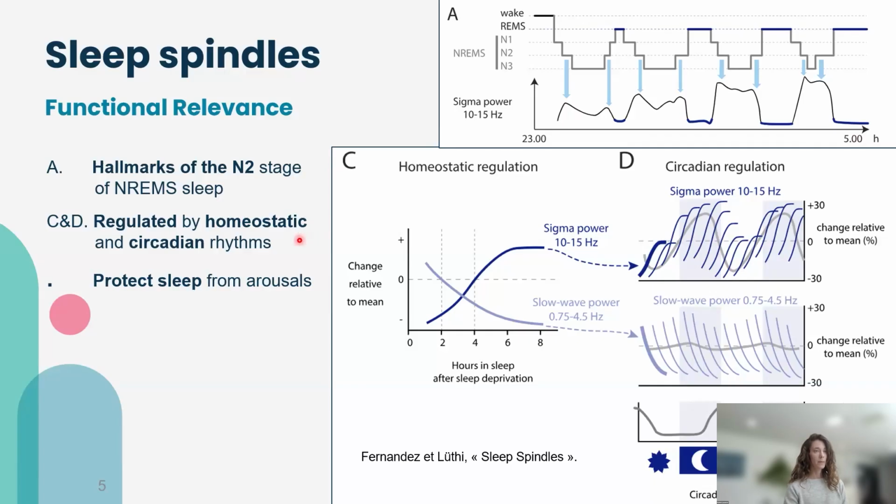So sleep spindles, as well as slow waves, are regulated by both homeostatic and circadian processes. It's illustrated here on the figure. The homeostatic regulation refers to the sleep pressure or the need for sleep, while circadian rhythm refers to the light-dark cycle. Sleep spindles are also known to help protect sleep from arousals.